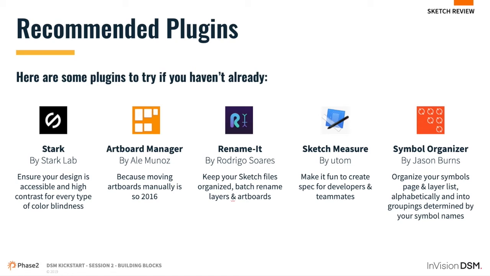So first there's Stark, and Stark allows you to check the color contrast ratio of your designs right within the application itself without having to go to another accessibility resource online, like WebAIM, for example. There's also Artboard Manager, which allows you to move your artboards around and automatically maintain consistent spacing and alignment between them. Renamer, which is really helpful for batch renaming things like symbols or layers. There's Sketch Measure, which is a really cool tool for when you need an annotated screen design image, for example.